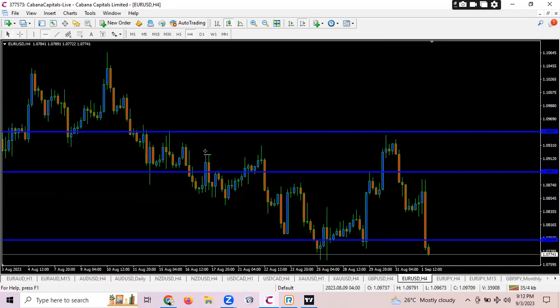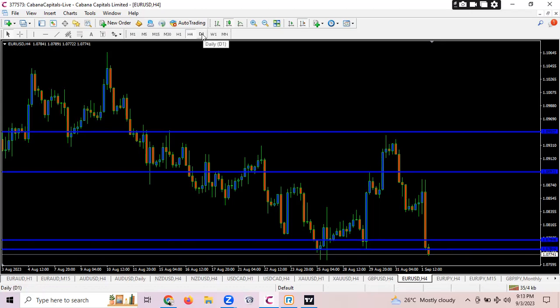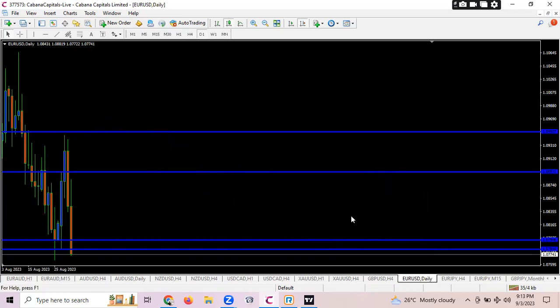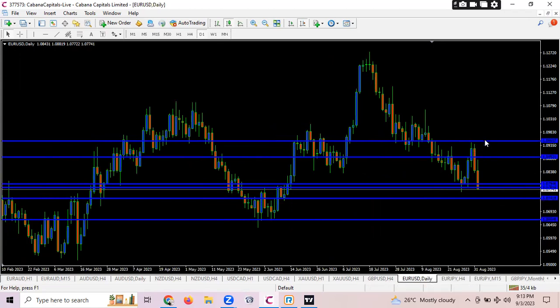On 4-hour, we had a support here, which I think has become a resistance. Last 4-hour candle closed below the 4-hour support, so this support has become a resistance. If you are considering buying, wait for a 4-hour candle to close above this zone before you consider buying. This is aggressive entry. Normally, you would wait for a candle to close above this zone before you consider buying.